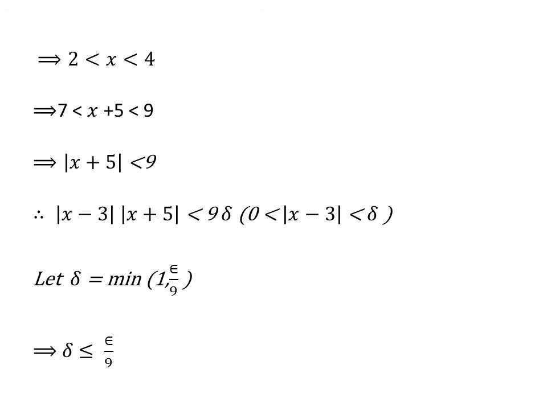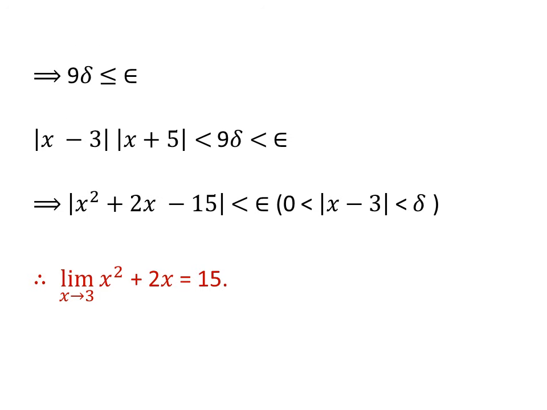We already have modulus of x minus 3 less than delta. Now we have modulus of x plus 5 less than 9. Multiplying both terms, we get modulus of x minus 3 into modulus of x plus 5 less than 9 delta. Let delta equal the minimum of 1 and epsilon divided by 9, which implies delta is less than or equal to epsilon divided by 9, which implies 9 delta is less than or equal to epsilon. So modulus of x minus 3 into modulus of x plus 5 is less than 9 delta, which is less than epsilon, which implies modulus of x square plus 2x minus 15 is less than epsilon. Therefore, the limit as x tends to 3 of x square plus 2x is equal to 15.